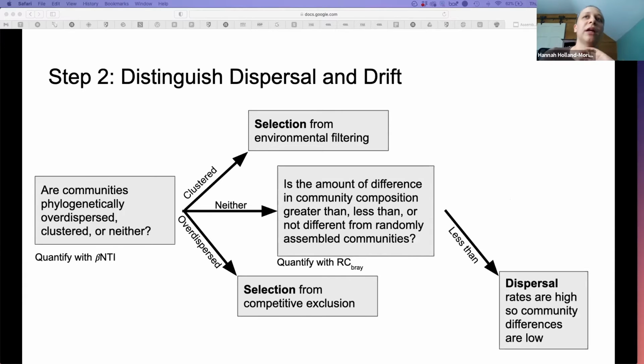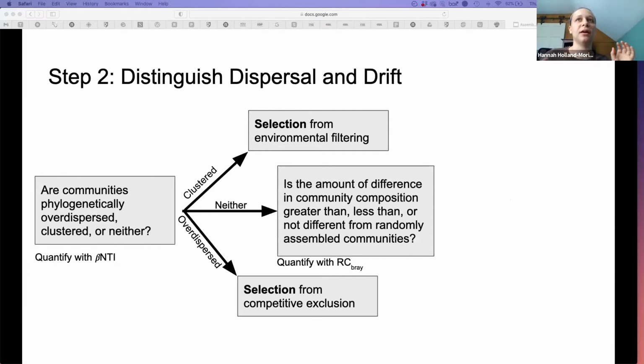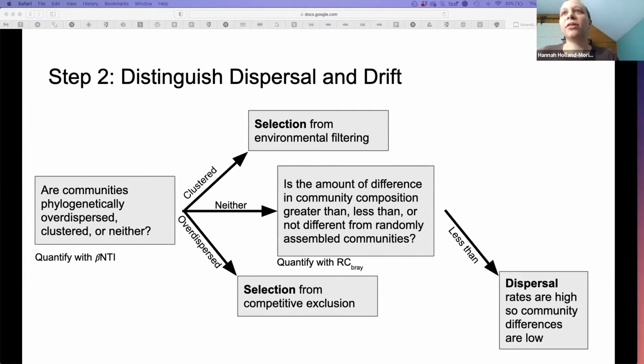So now, instead of looking at phylogenies, we just look at the beta diversity of membership and abundance. Next slide, please. And so if that's less different than you would expect by chance, that means that the communities are more similar. So you think that is probably happening because dispersal between those communities is happening at a really fast rate. And so the communities look pretty similar to each other.